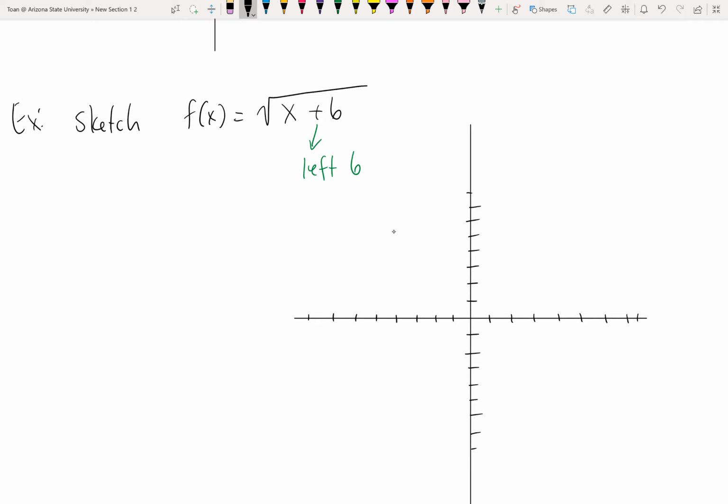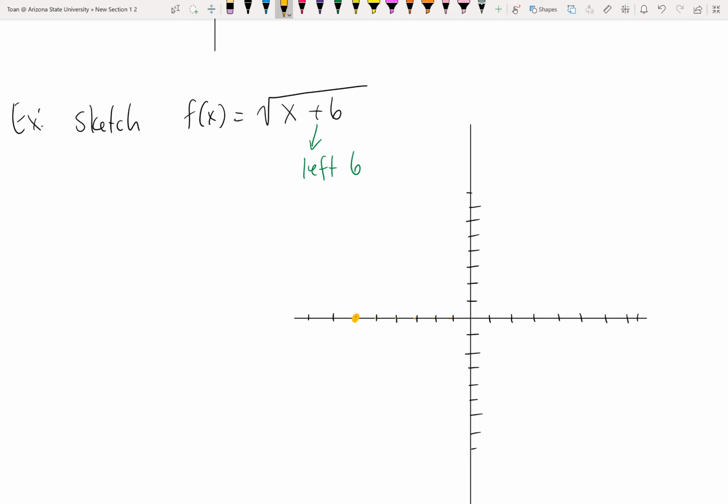Now, knowing that we always start at the origin, what I need to do is listen to the transformations and move this point. Well, he said move 6 to the left, so I'm going to move 6 to the left from this location. 1, 2, 3, 4, 5, 6. That's where I make my point.